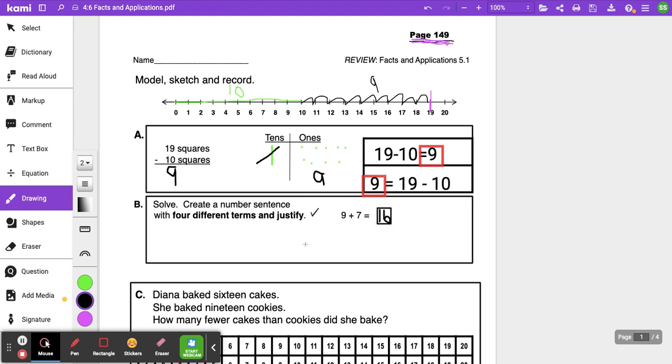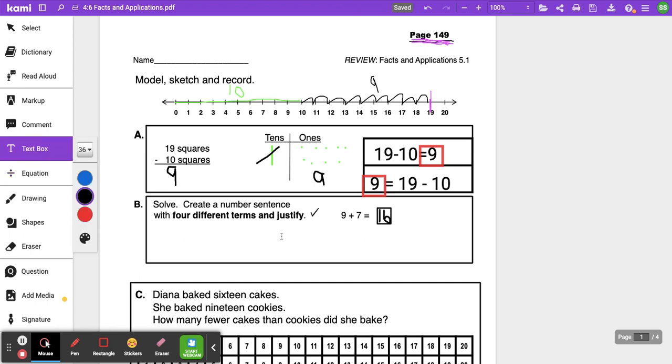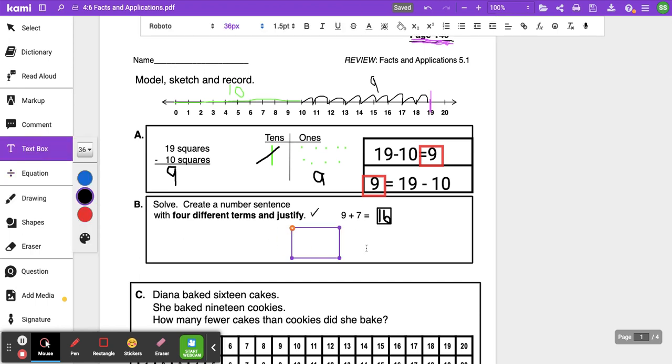16. Now we need to put 4 different terms to make that. What's one way I can make 16? I could do 15 plus 1. That's one way. What's another way I can make 16? Yes, like place value. 10 plus, here we go, plus 6. 15 plus 1 is 16, and 10 plus 6 is 16. There are many ways that you could make 16, but both of these do equal 16.